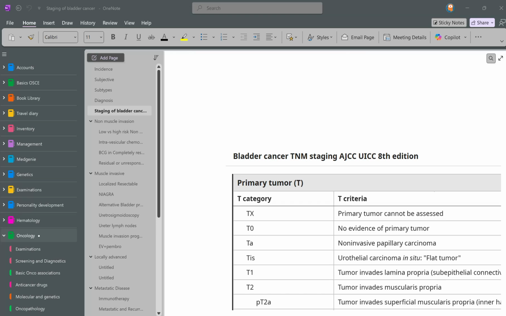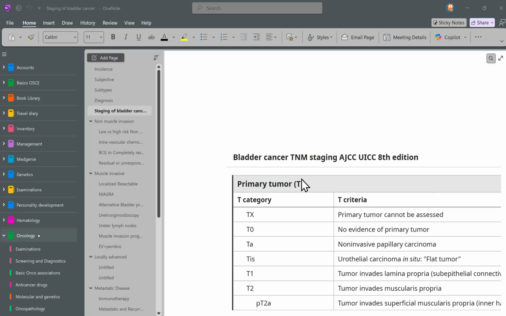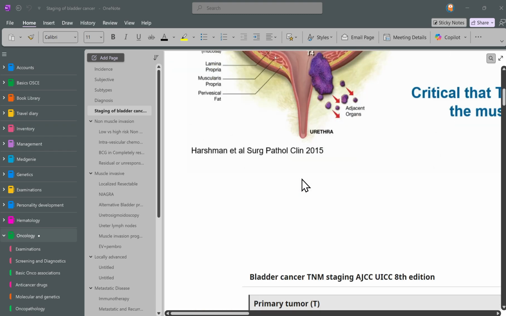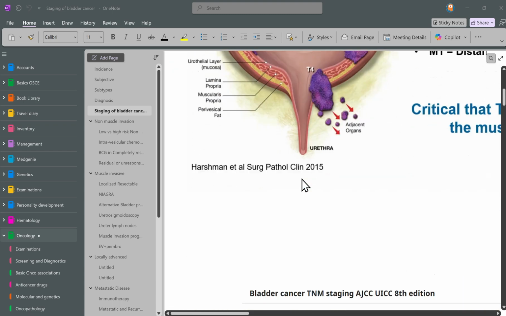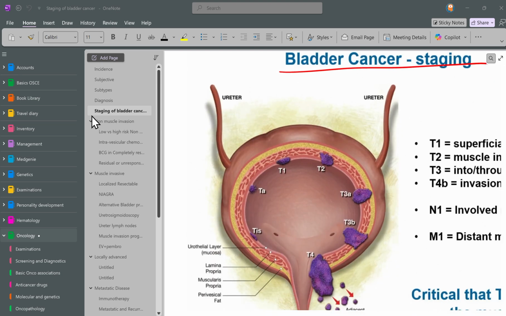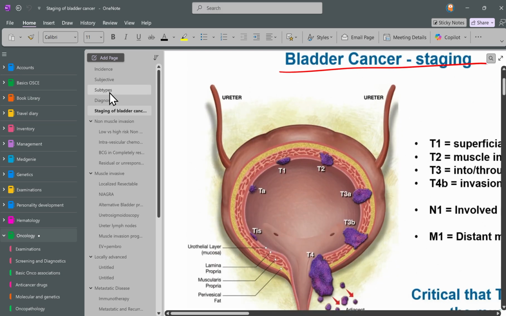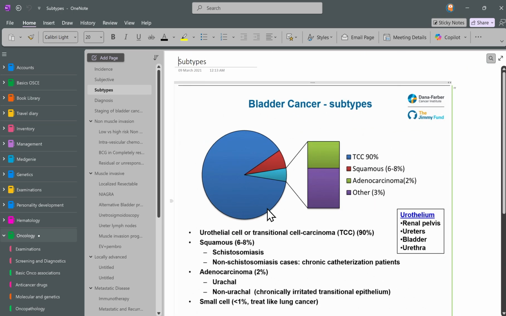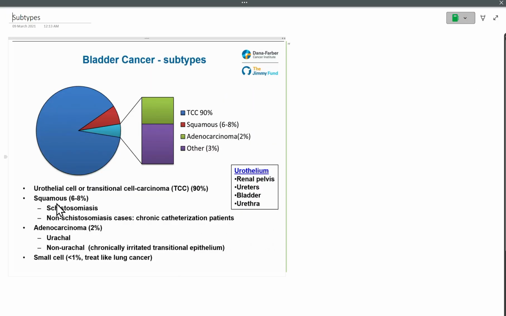Today we're going to talk about non-muscle invasive bladder cancer. Bladder cancer is basically cancer of the urinary bladder. It can be squamous cell carcinoma, transitional cell carcinoma, or adenocarcinoma. Squamous or urachal or non-urachal adeno is very rare, and urothelial carcinoma is the most common.